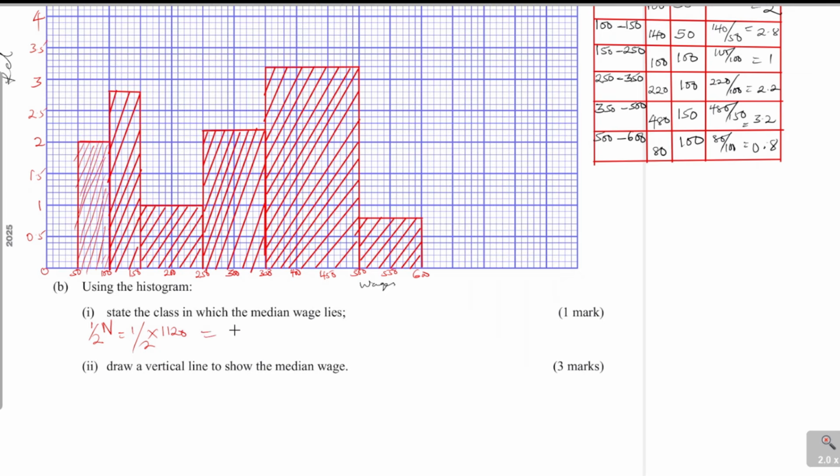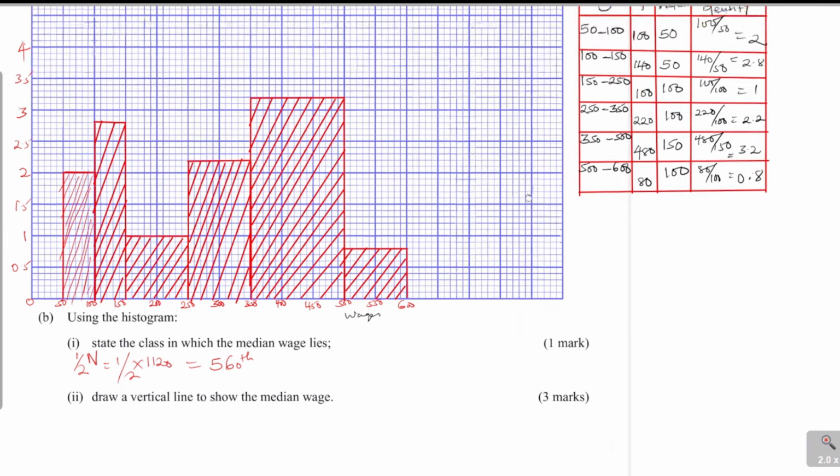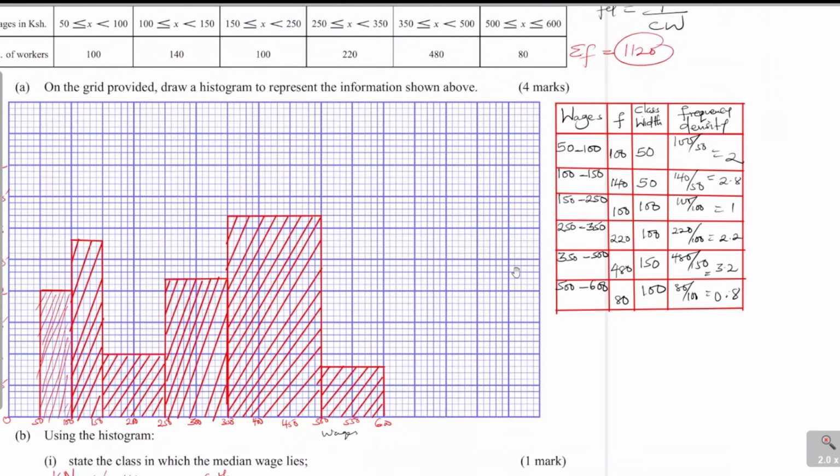So this will give you 560. So the 560th worker is the one that is going to give us the median. Now, we need to have a cumulative frequency column. So I'll insert it here. The cumulative frequency is going to assist us to identify the position of the median.